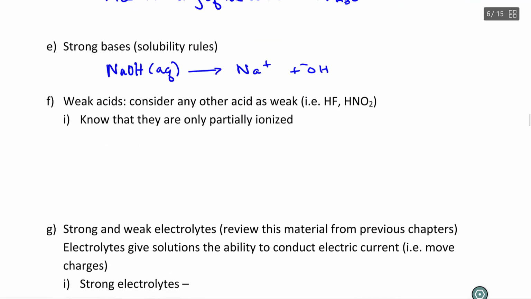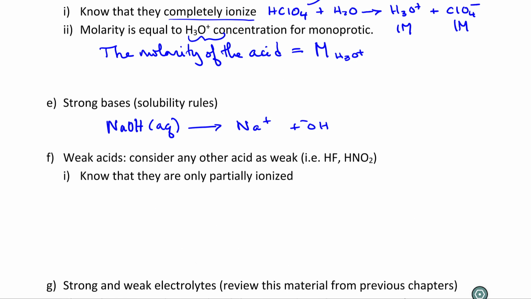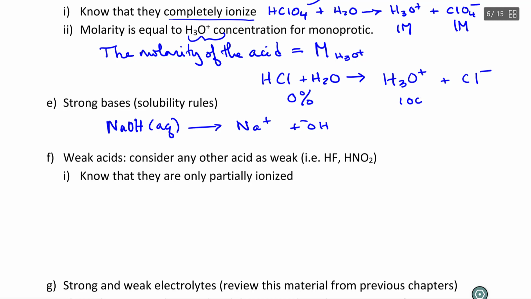Now, let's say you have a weak acid, right? So put it in perspective. HCl, which is one of our strong acids, plus H2O, right? If I have a 1 molar solution, then I have 1 molar H3O+ and 1 molar Cl-. So 0% of it is HCl and 100% of it is hydronium and chloride.